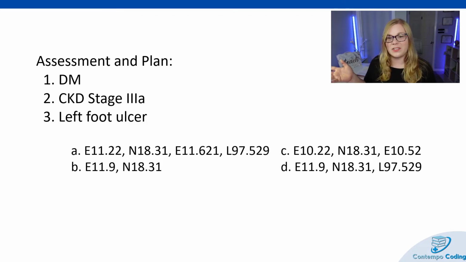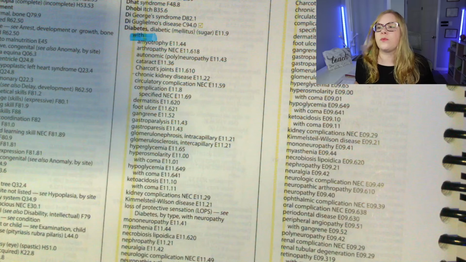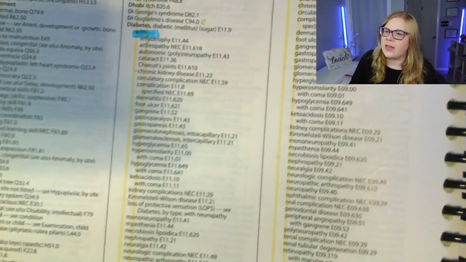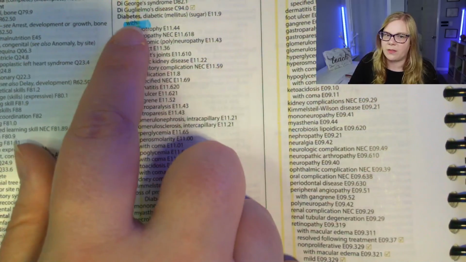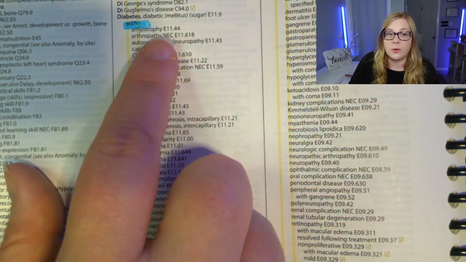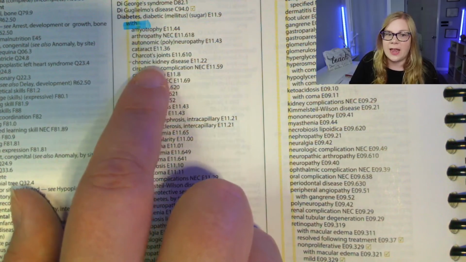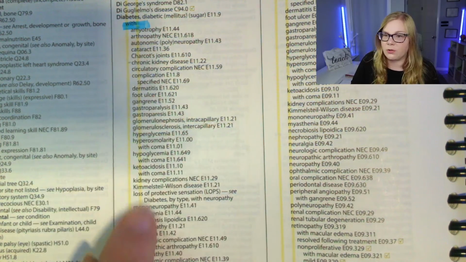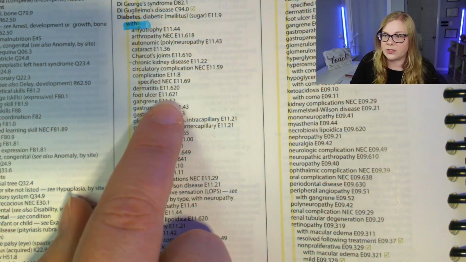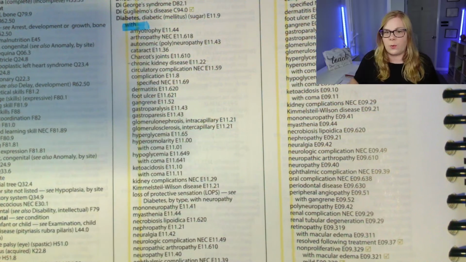Now let's go through a couple of sample cases. So here we have assessment and plan. Number 1, diabetes. Number 2, chronic kidney disease, stage 3A. And number 3 is a left foot ulcer. So we're starting right away with those diabetes codes that I talked about, how we have that assumed cause and effect relationship. So here we have diabetes with, and we have diabetes, and those are both on there, the chronic kidney disease and the foot ulcer, right? E11.62. So let's head over and see what we can do here.